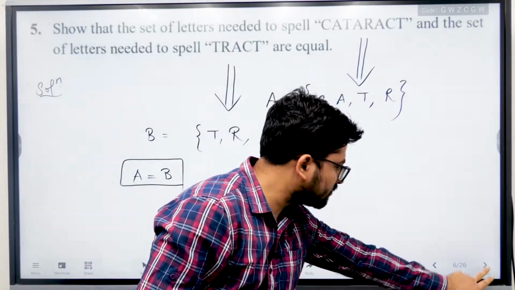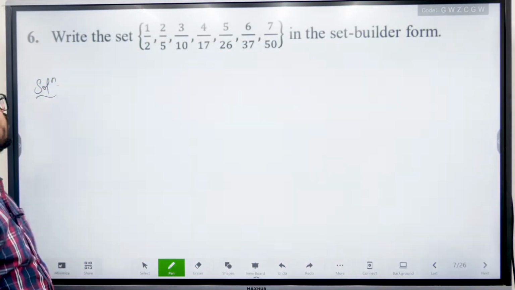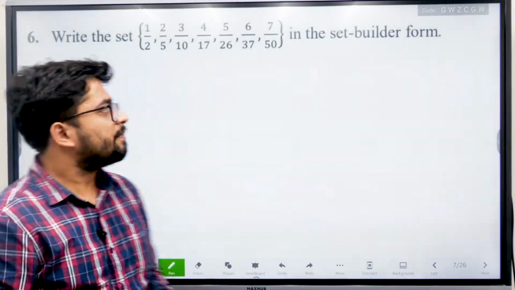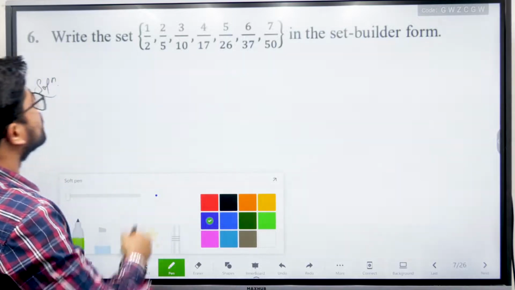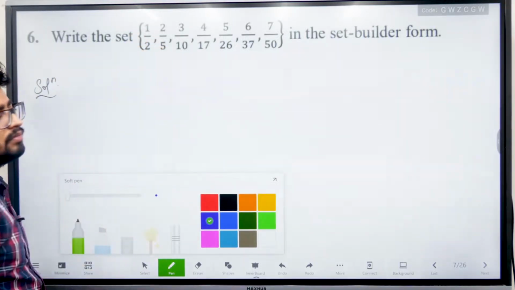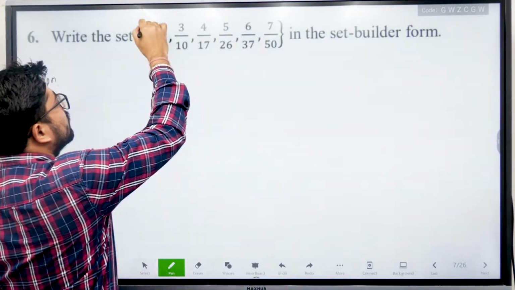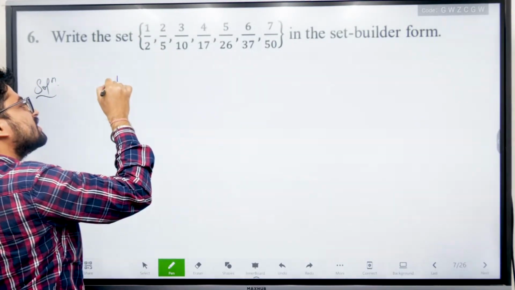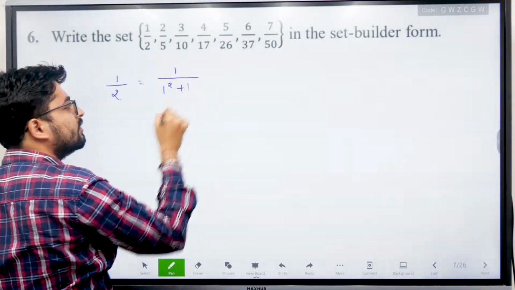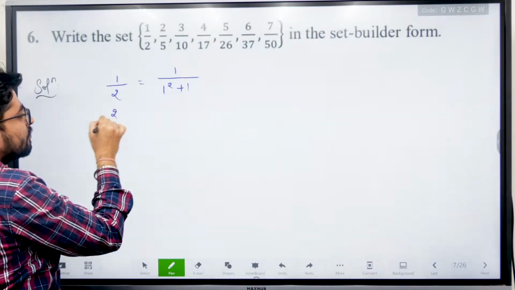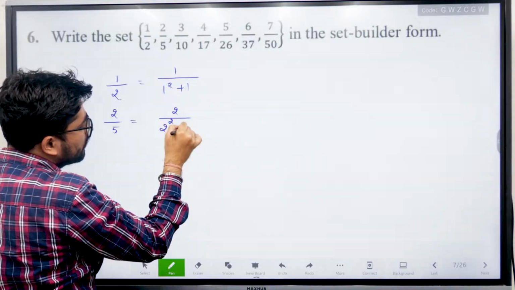Now the next one is, you have to write the set builder form for this set. So we have to observe the behavior of our elements here. First is 1 by 2. Second is 2 by 5. 1 by 2 can be written as 1 upon 1 square plus 1. And 2 by 5 is 2 by 2 square plus 1.